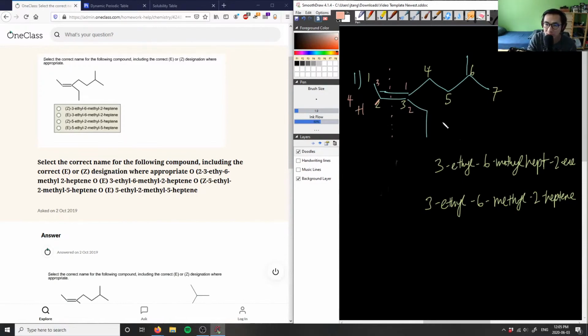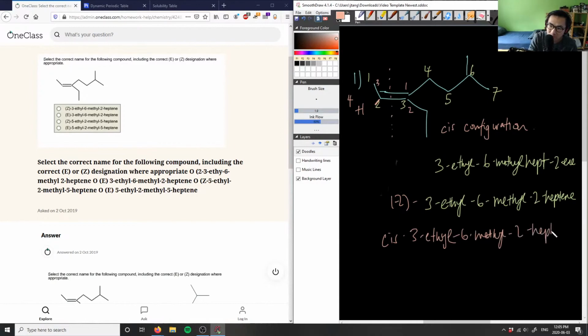So this one, you can say this is a cis configuration, or you can say it is the Z isomer here, which is on the same side. So I can write here that this is going to be Z-3-ethyl-6-methyl-2-heptene, and this one would be your answer. Or you could write cis-3-ethyl-6-methyl-2-heptene. It doesn't really matter how you write this, but both of these are correct answers.